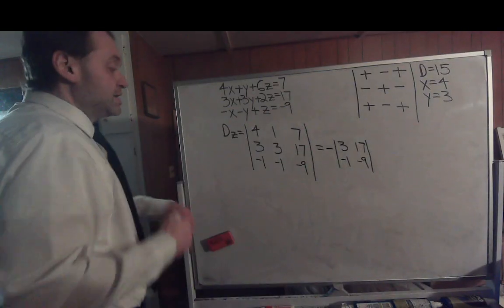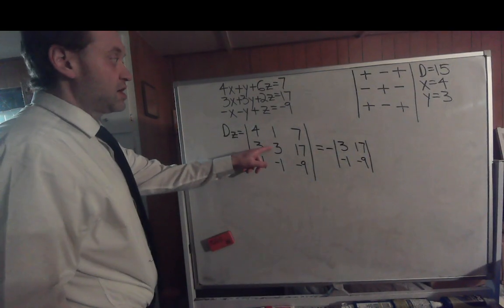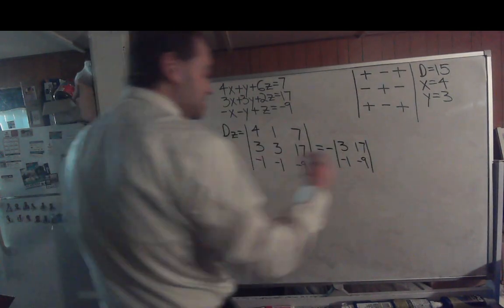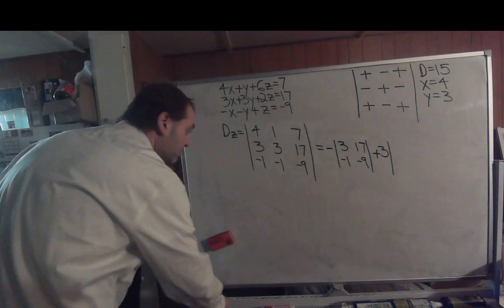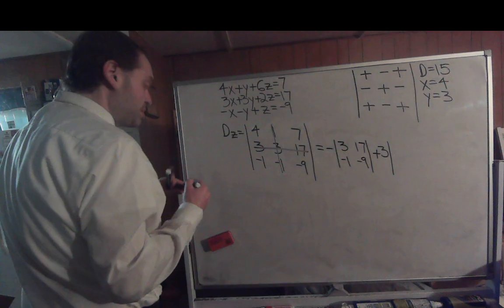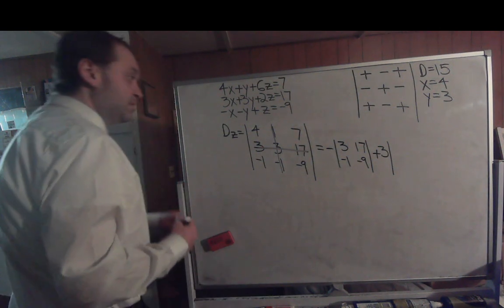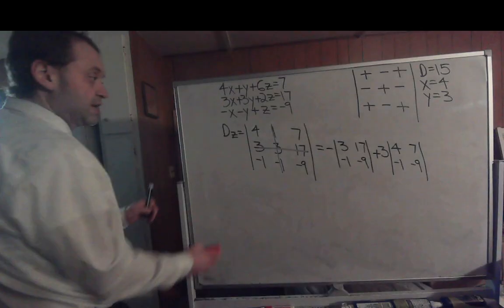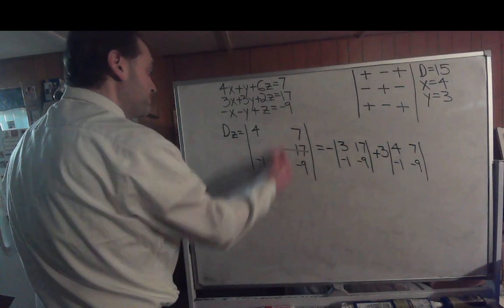Okay. Second entry of the second column is a positive 3. Well, according to my coefficient matrix, I need to take positive of that positive 3. So it'll be plus 3 times the resulting determinant of whatever's left when I strike out that second column in the second row this time. So my determinant is going to be 4, 7, negative 1, and negative 9. So there is my second determinant. Now let's build another determinant.